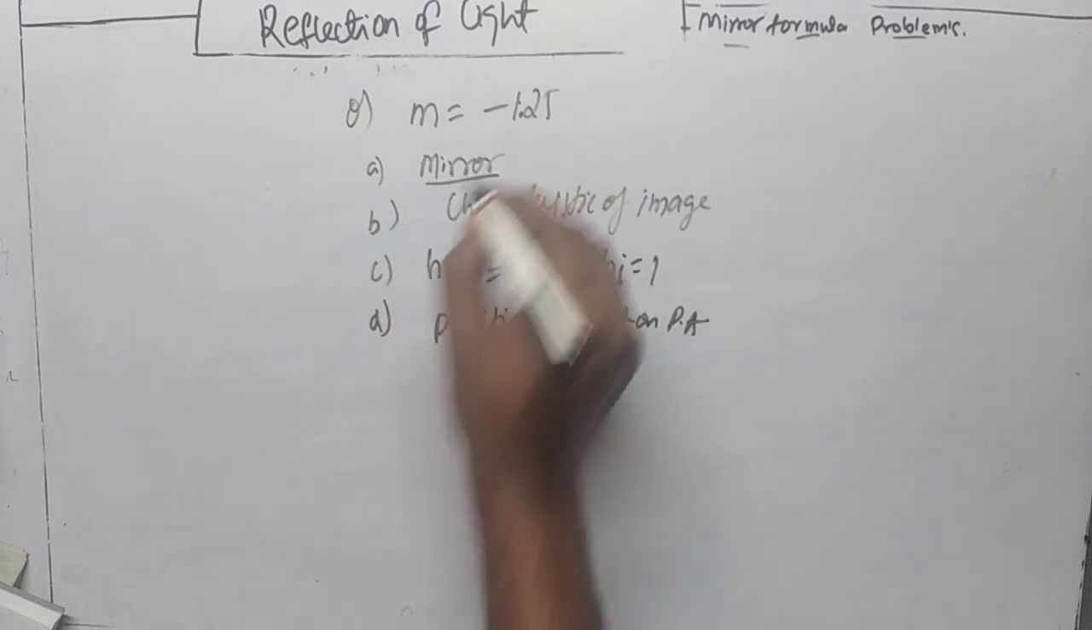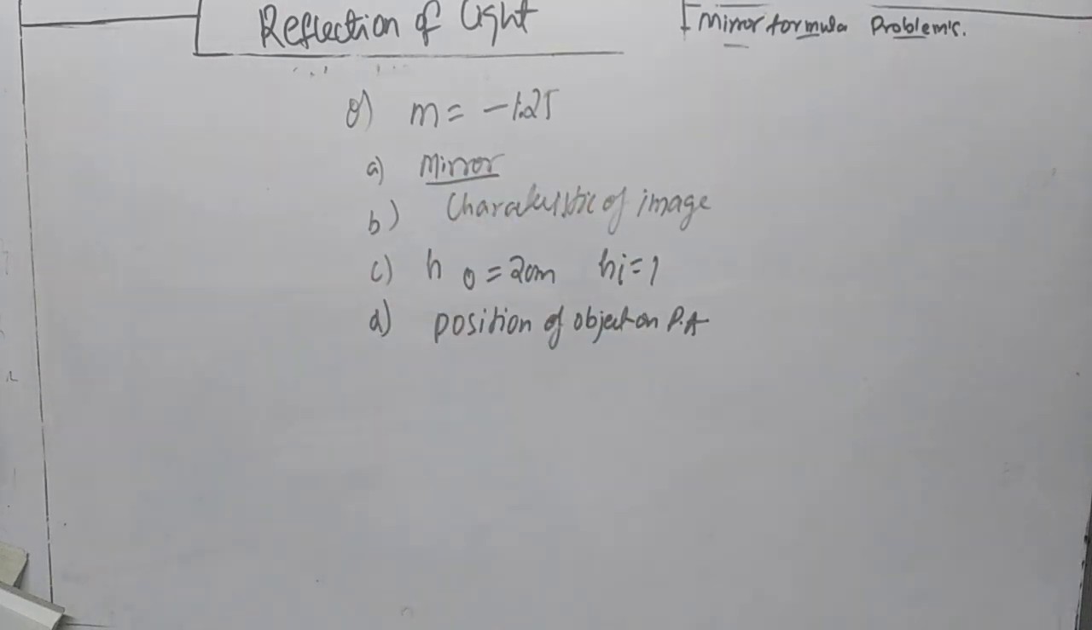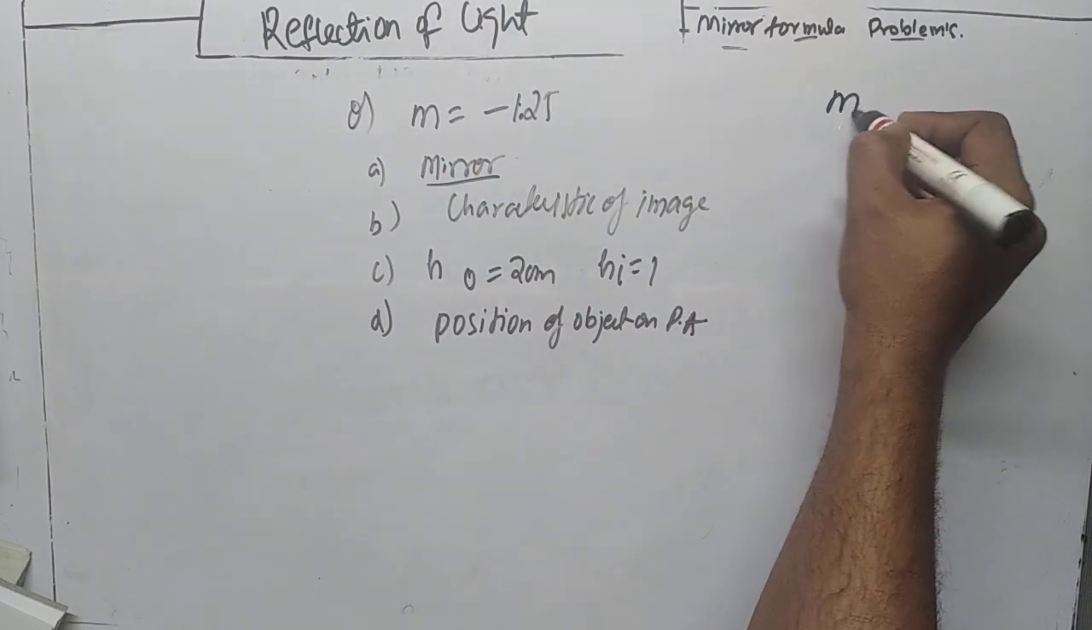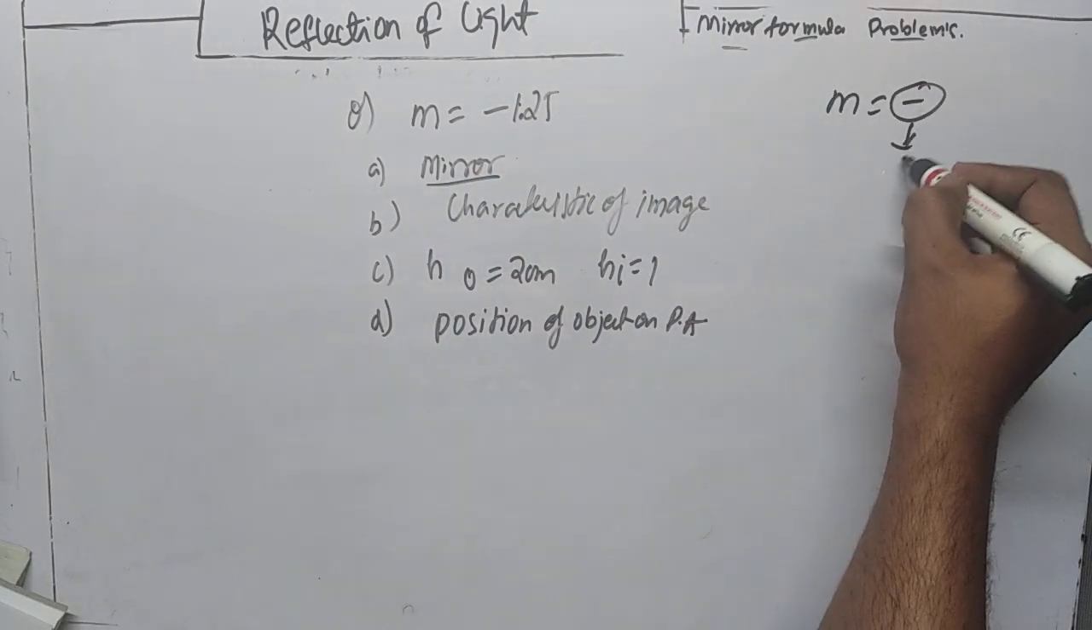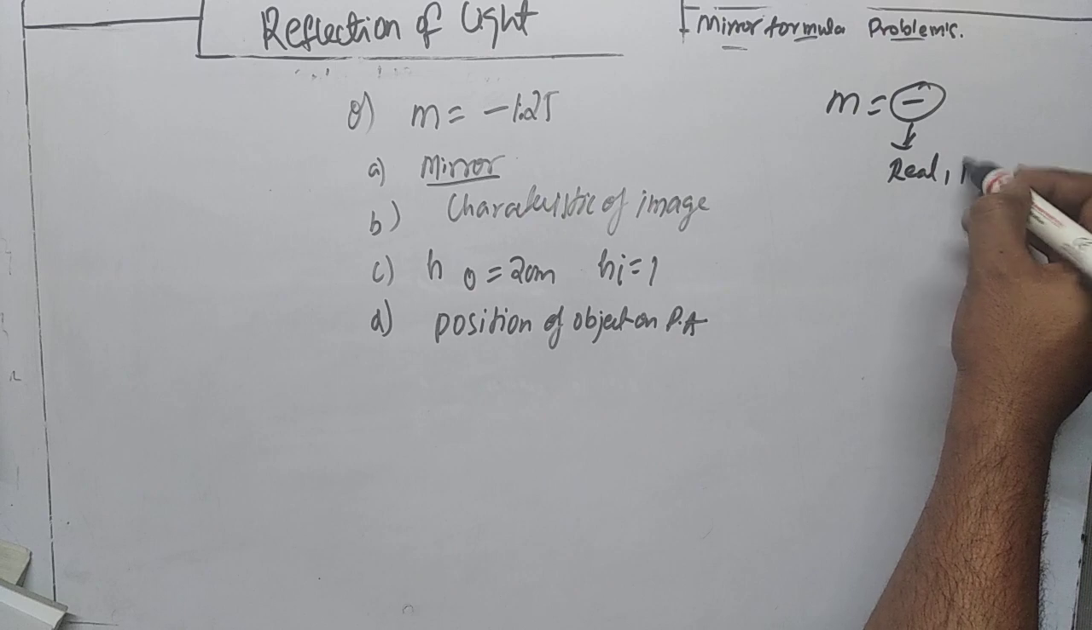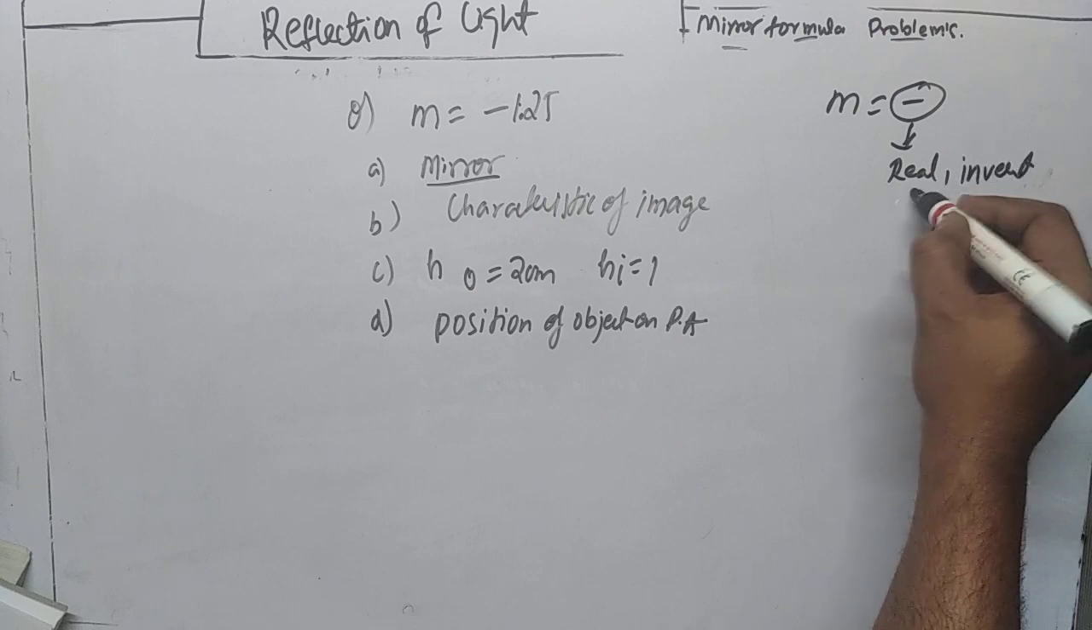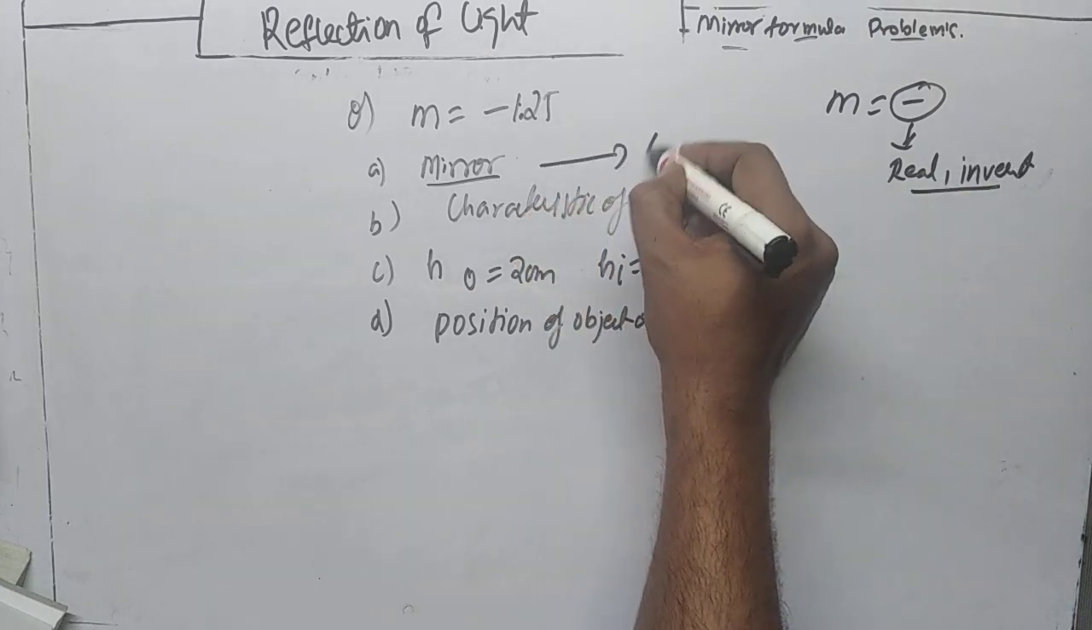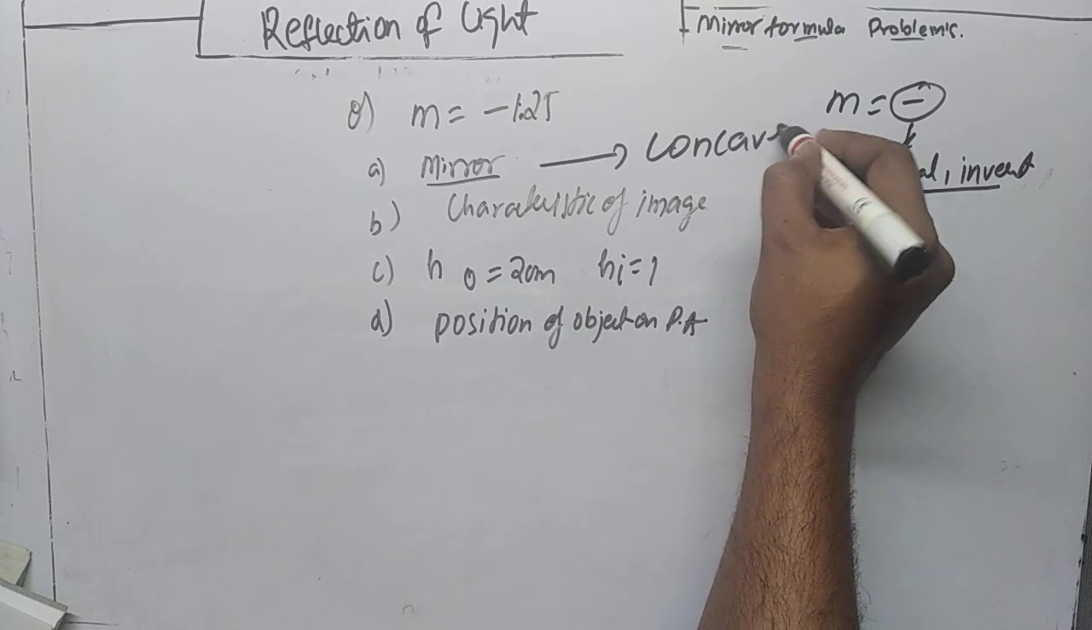If you want to know which type of mirror it is, we can find it with the help of the magnification value. The m value is negative, which indicates that the type of image is real and inverted. So a real image will be found only in one mirror, which is nothing but concave.